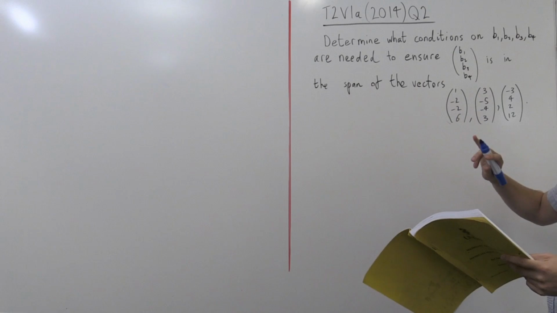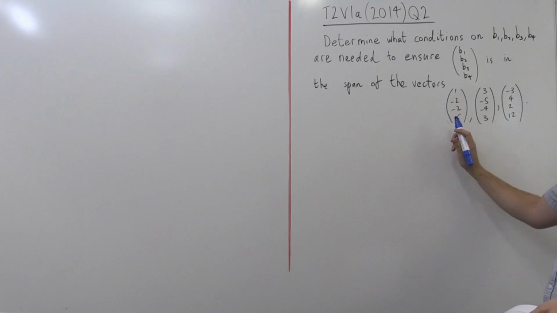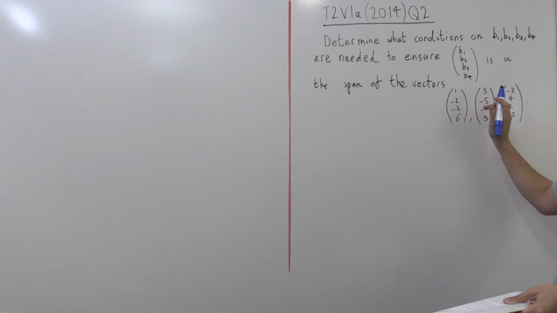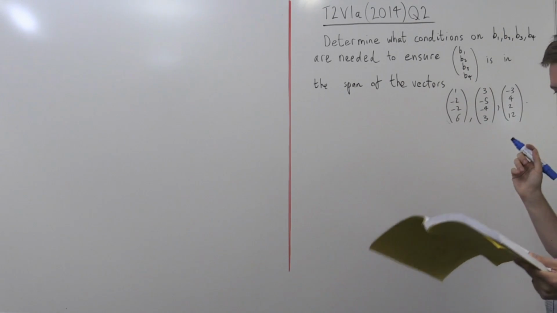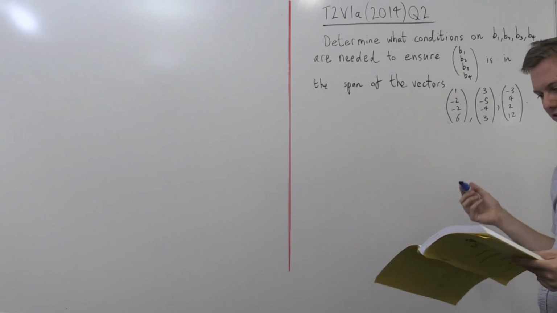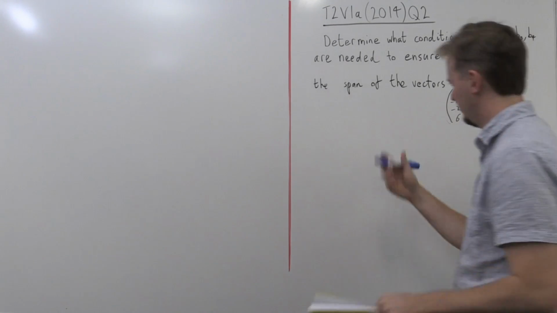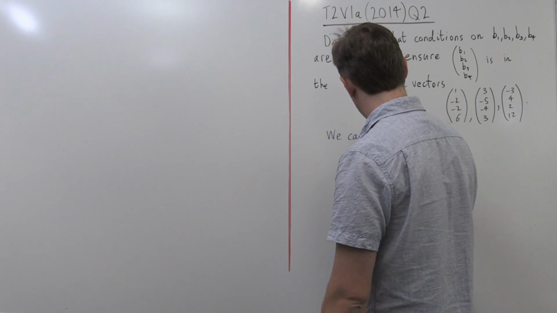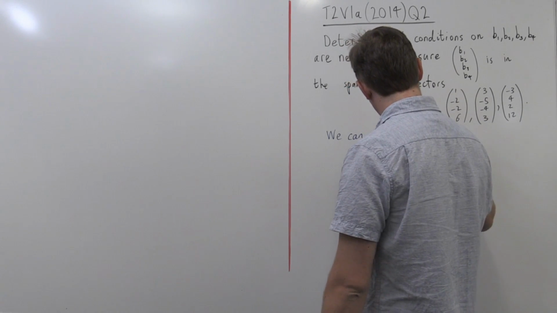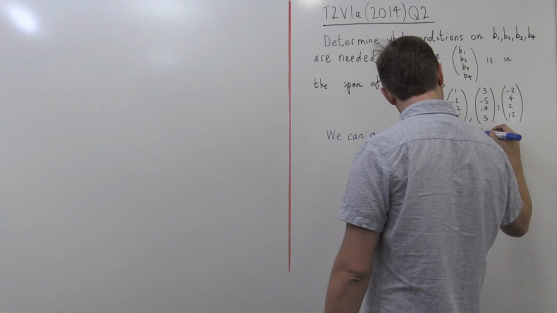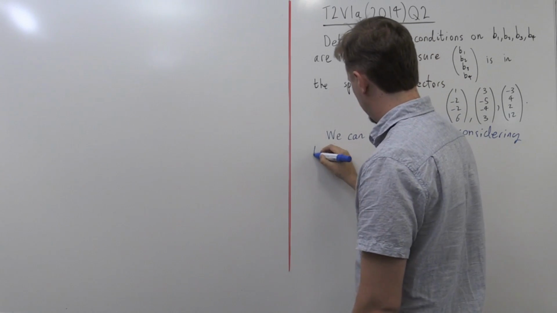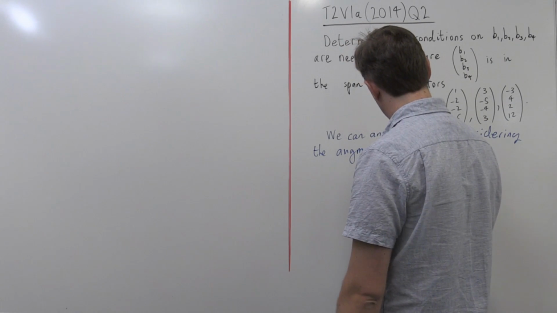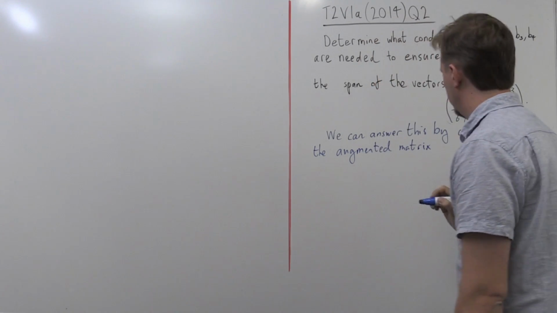So, well, the condition is that you're going to have a solution to the equation where you take a combination of these 3 vectors, so say lambda 1 this vector, plus lambda 2 this vector, plus lambda 3 that vector is equal to this. But I'm going to jump straight to the system of linear equations we're going to need to solve. So I would probably start by writing out that we can answer this by considering the augmented matrix, and here's my augmented matrix.